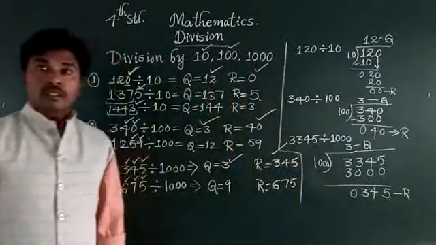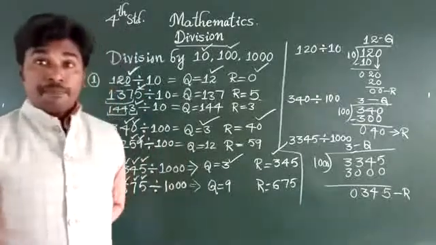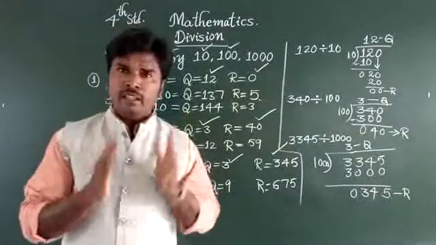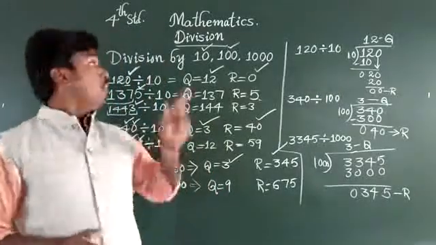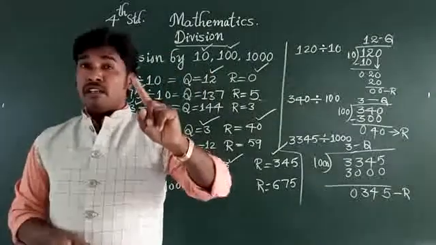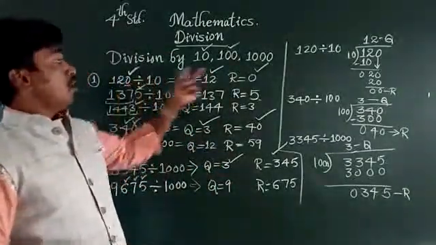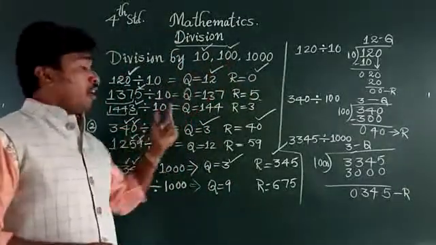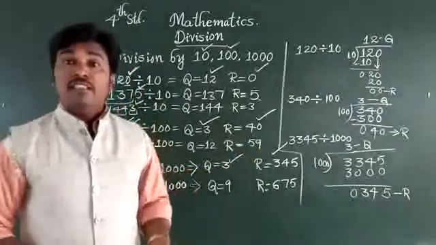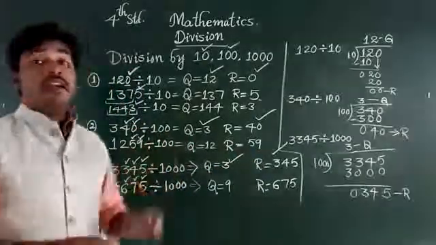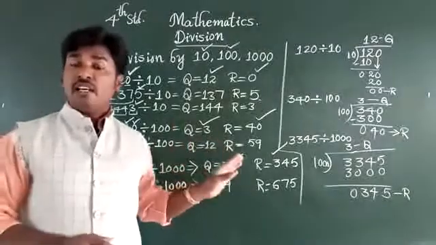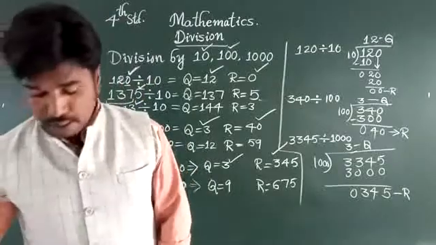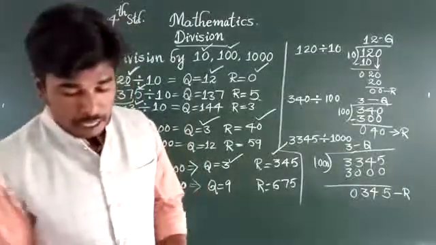I hope you are all understanding how to divide numbers by 10, 100 and 1000. When you are dividing with 10, the last digit is the remainder. When you are dividing with 100, the last two digits are the remainder. When you are dividing with 1000, the last three digits are the remainder. The remaining places are all the quotient.